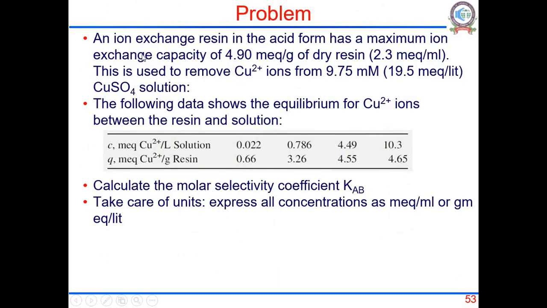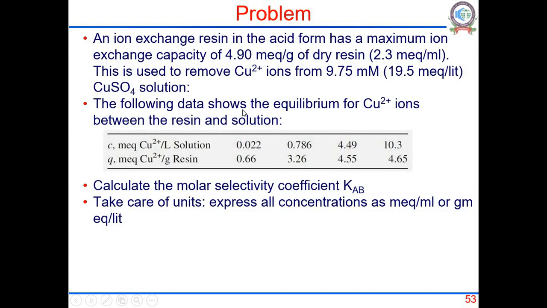So let's take a small problem. Let's say there is an ion exchange resin. It has a maximum ion exchange capacity of 4.9 milliequivalent per gram on a dry basis, which translates into 2.3 milliequivalents per ml of the resin. This is used to remove copper ions from a 9.75 millimolar solution which, because it's a divalent ion, is the same as 19.5 milliequivalents per liter of the copper sulfate solution.